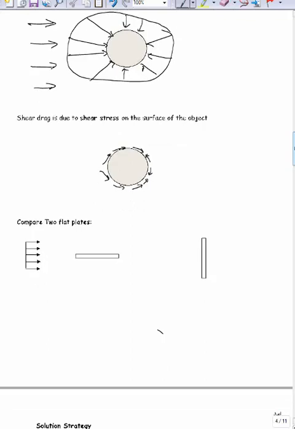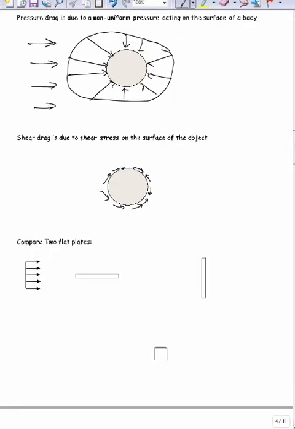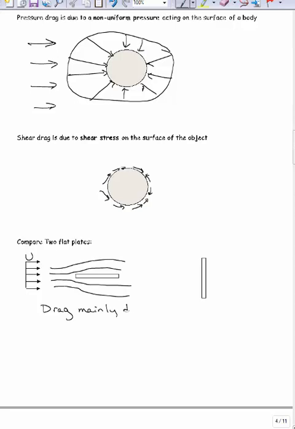Okay, so for instance, if you compare these two flat plates, one of them is in line with the flow, like this one, and if I draw some streamlines over it, it's going to look something like this. Your main forces here, your main drag is mainly due to shear, because most of your velocities are going parallel to that surface.